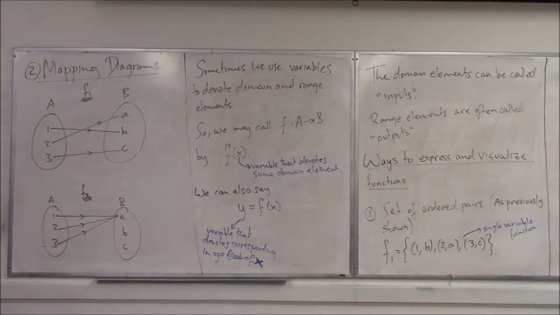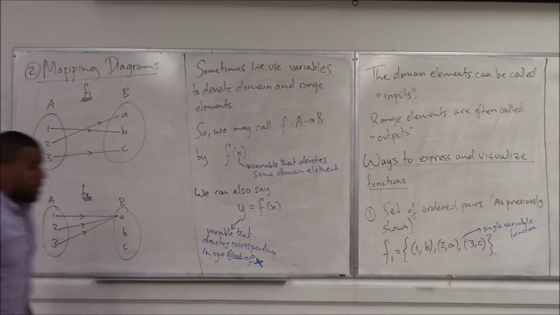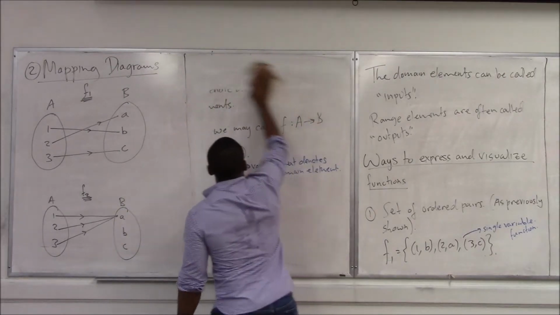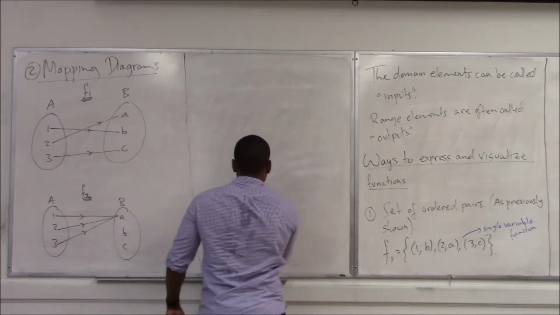So you can have that. What tells you that it's a function is the fact that every element in A has a line leaving that element. It has exactly one line leaving that element. Right? So that's what makes a mapping diagram. You can map other kinds of relations, so we can map things that are not functions.